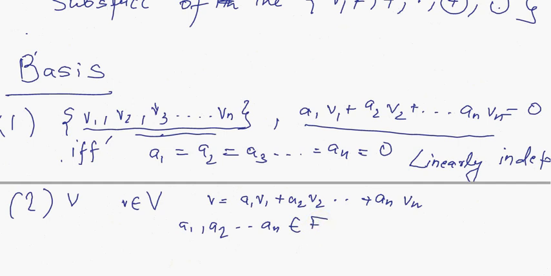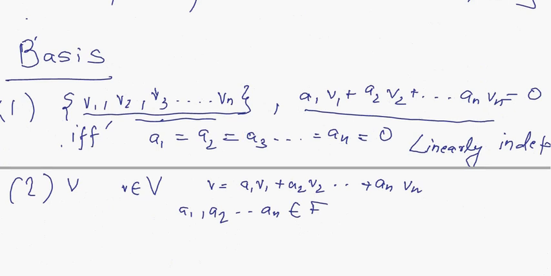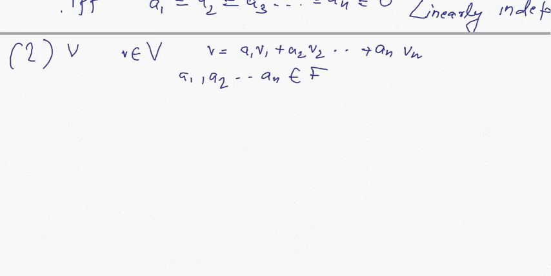If the field is real, then a1, a2, an are real numbers, and if the field is complex, then a1, a2, an are complex numbers. So these two requirements need to be satisfied for a set of vectors to be called a basis of this vector space V.